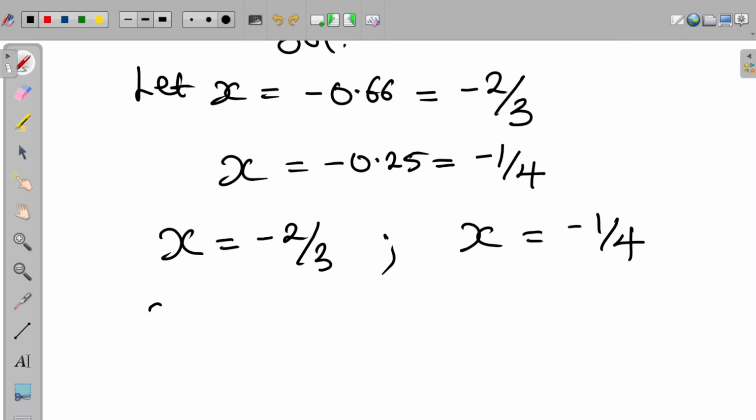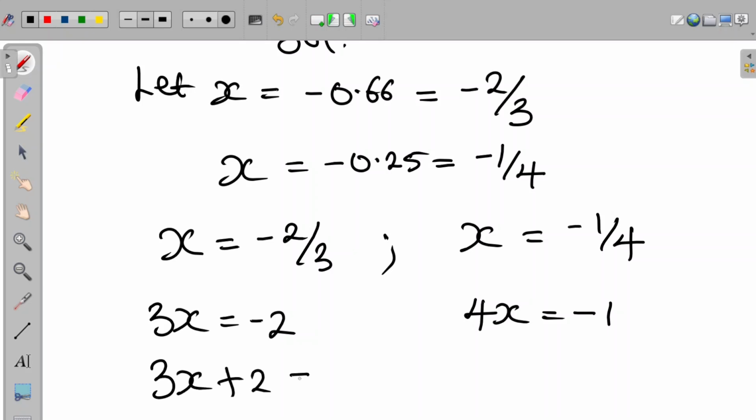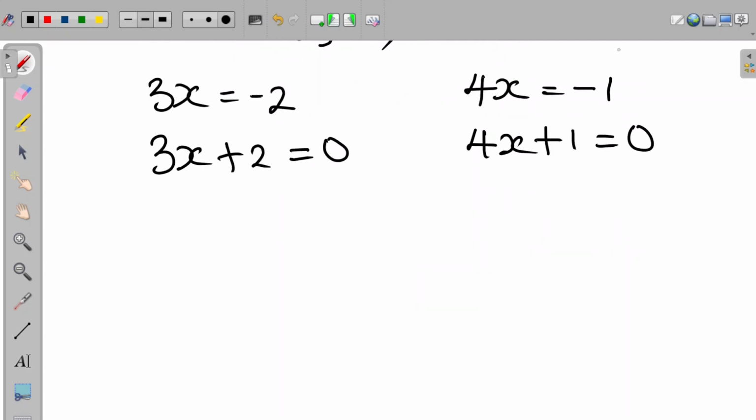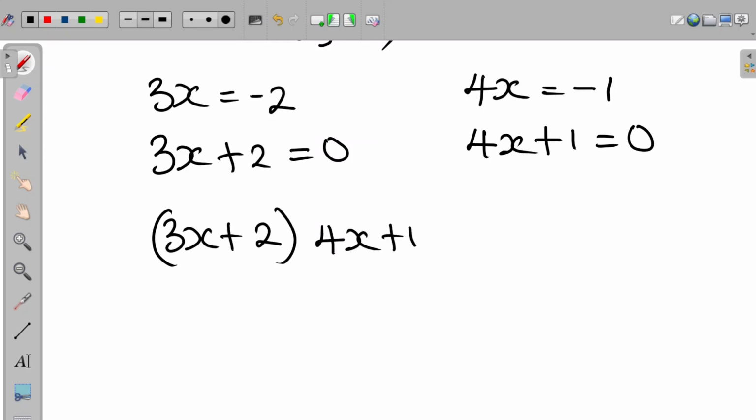Thus, this becomes 3x equal to minus 2, and here also becomes 4x equal to minus 1. So we can move the negative to the left-hand side. We have 3x plus 2 equal to 0, and also here we have 4x plus 1 equal to 0. So at this point, we have that 3x plus 2 multiplied by 4x plus 1 is equal to 0.